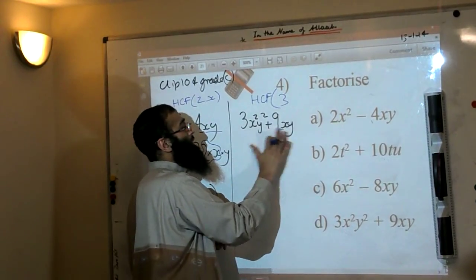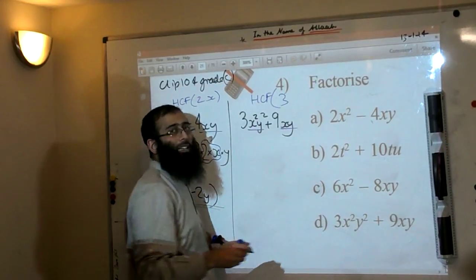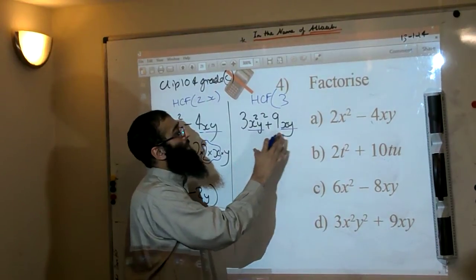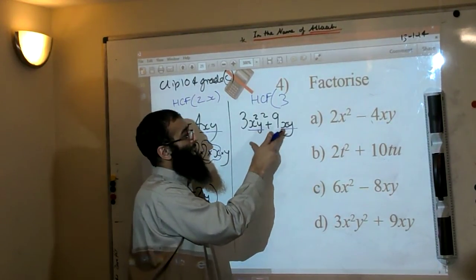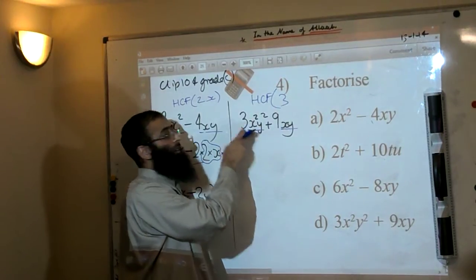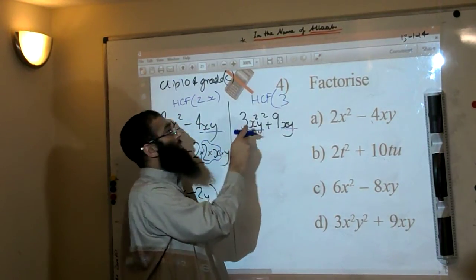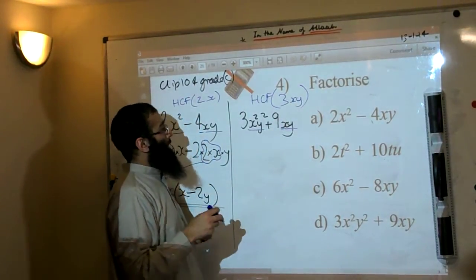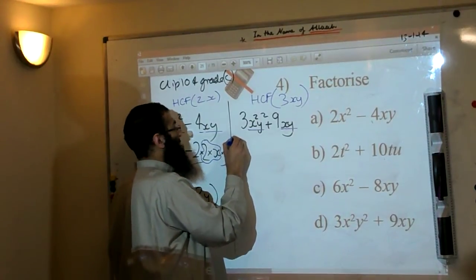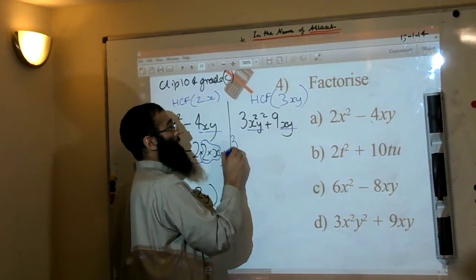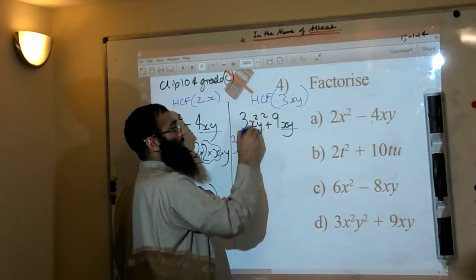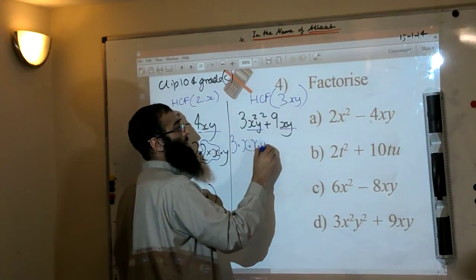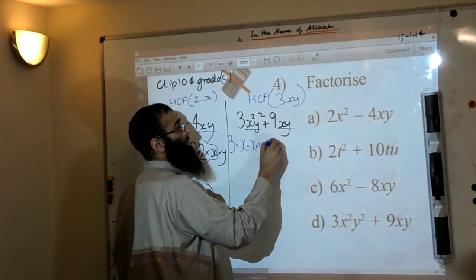Next, let's look at the letter part, the algebraic part. So you have x squared y squared, Hassan, and xy. There's an x here and there's also an x in there. There's a y here and there's also a y in there. So it would be 3xy. 3xy is what we're going to pull out. Now, let's start to split it up. So we have here 3 times by x times by x times by y times by y times by y.